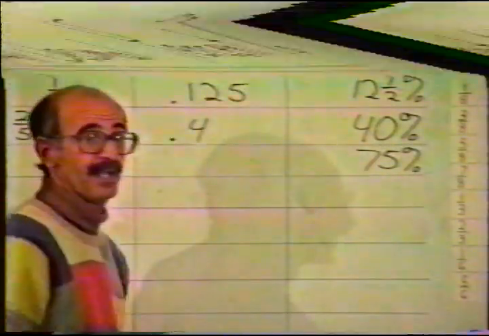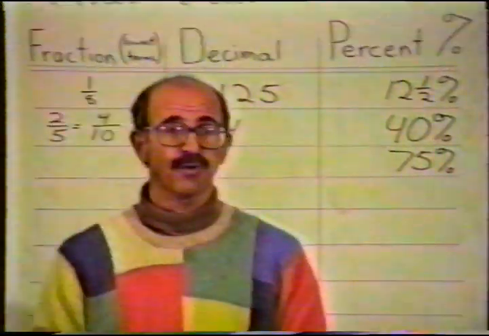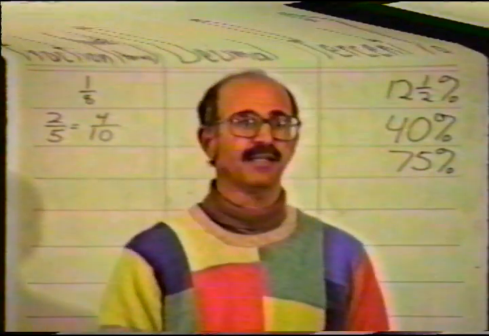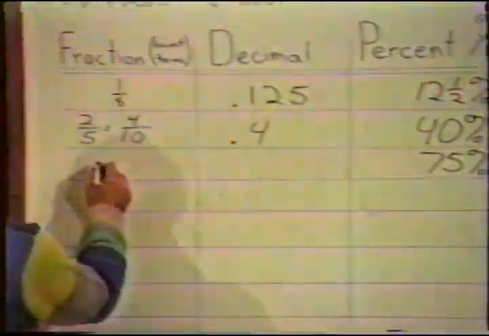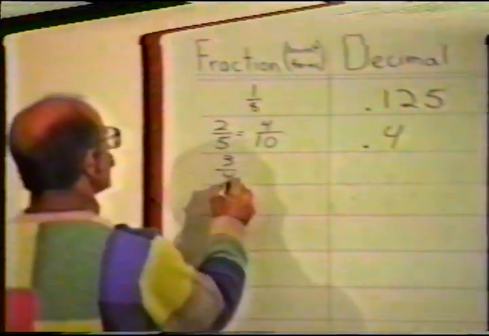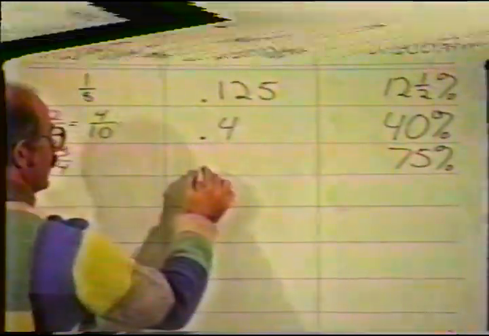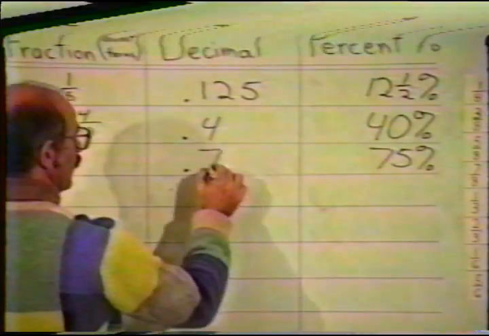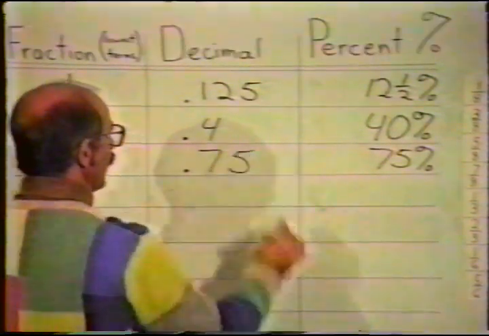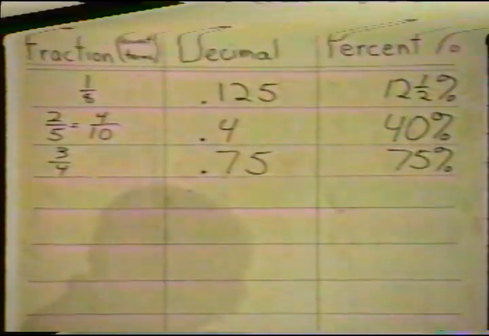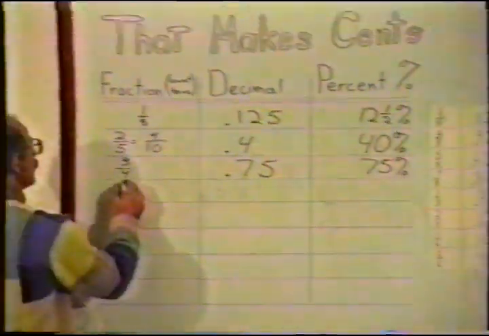The next one is 75%. That's another one that you're supposed to know automatically, that it comes from 3/4, and of course, as a decimal, going back 2 places, it is 0.75, and how is that read? 75 hundredths.